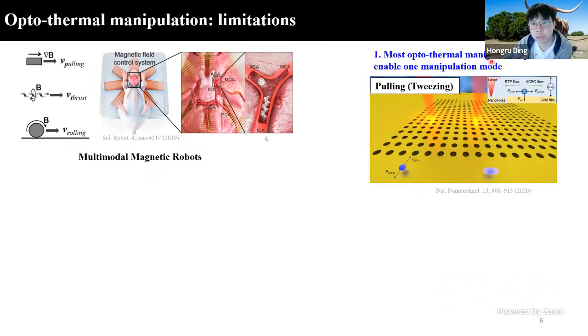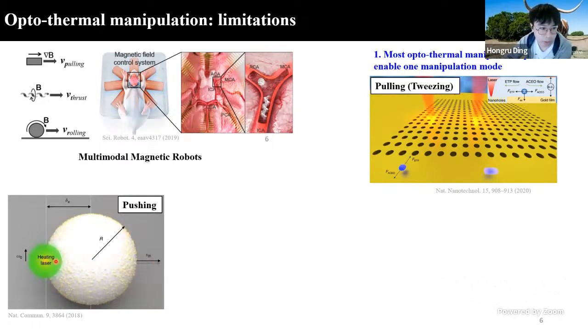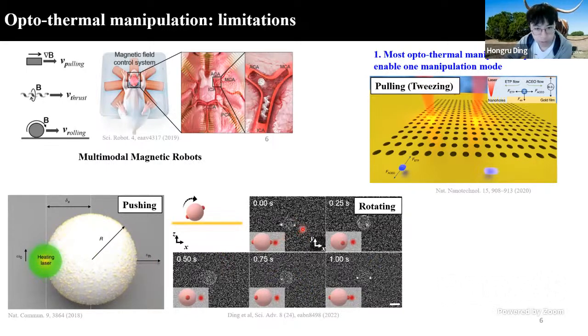However, most optothermal manipulation platforms, and also most optical manipulation platforms, only enable one manipulation mode. It can be tweezing. It can also be pushing, basically pushing the particle away from the laser beam. It can also be rotating, but there's no single platform that enables more than 3 different manipulation modes. Another thing is that most optothermal manipulation platforms need custom substrates. You can see in this work, they need the gold substrate with those nanoholes. In this work, they need a very ultra thin chamber in order to trap the particle in the Z direction. And this is one of my works, and we need the plasmonic substrate in order to generate the temperature field. So those are the two limitations.